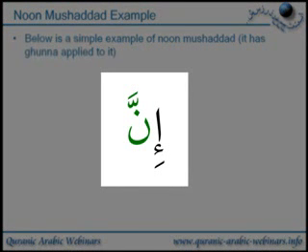So here we have a simple example of the noon mushaddad, and this word is inna. Okay, so we know how the shadda operates, i.e. gemination. However, because we know the rule is whenever we have a noon with shadda, we must apply the ghunna. So instead of just saying inna, where we know we hold it for 2, now we're going to apply the ghunna. So this should be inna, inna. Okay, so it's just holding that sound in the nasal cavity.